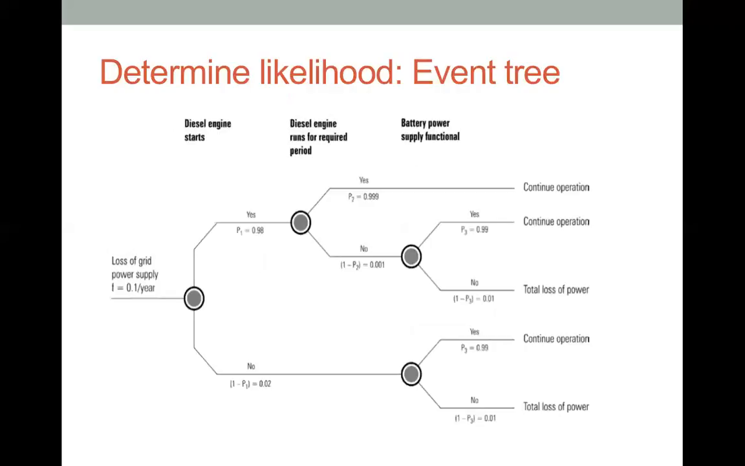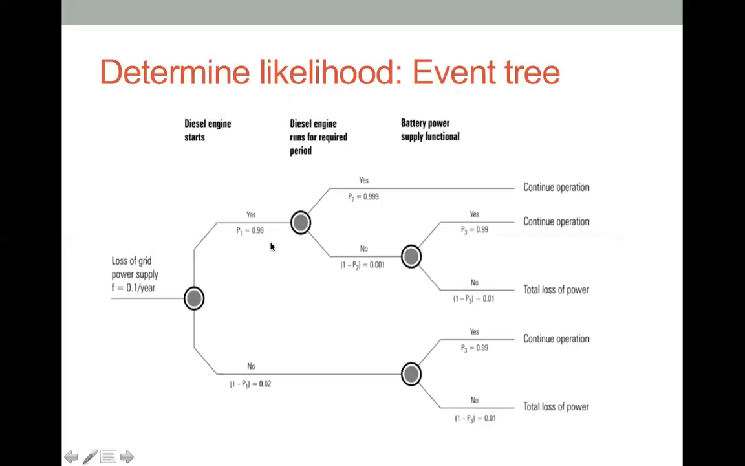And this one here is the event tree that is used to determine likelihood for a more complicated system. We have more than a couple of systems here, starting from the initiating event, loss of grid power supply, and we look at several systems here, like the diesel engine starts, the diesel engine runs for the required period, and the last system is the battery power supply functional. And for each of them we analyze the probability.